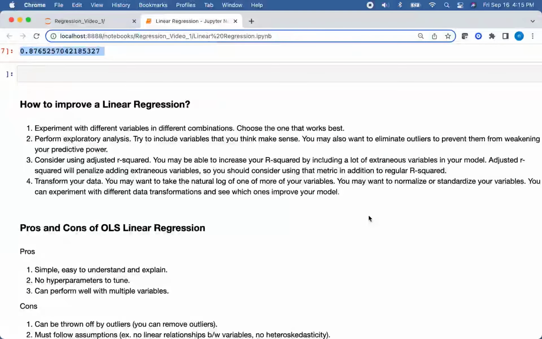You may also consider using adjusted R squared in conjunction with the traditional R squared. You may be able to increase your R squared by including a lot of extraneous variables in your model, but adjusted R squared will penalize adding extraneous variables, so you should consider using that metric in addition to the regular R squared. The fourth way you might want to consider improving your model is to transform your data. For example, you can consider taking the log of some of your variables. You could consider normalizing or standardizing some of your variables, and you can just experiment with different data transformations and see which ones improve your models.